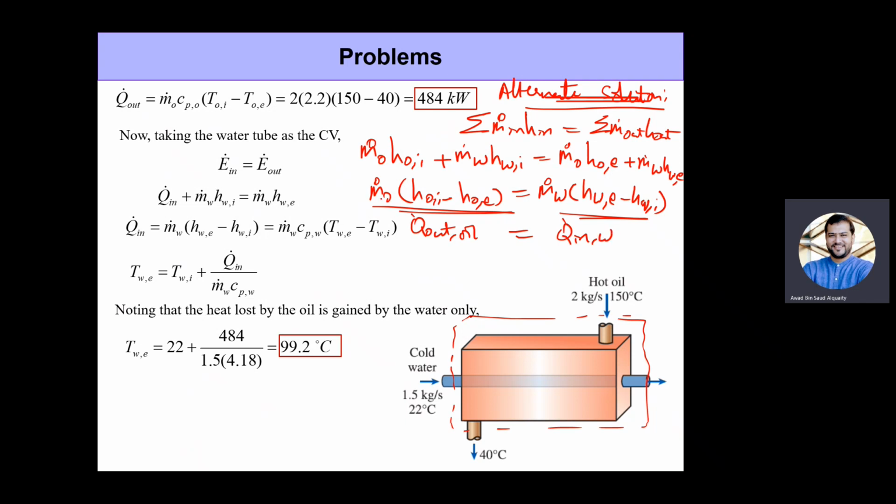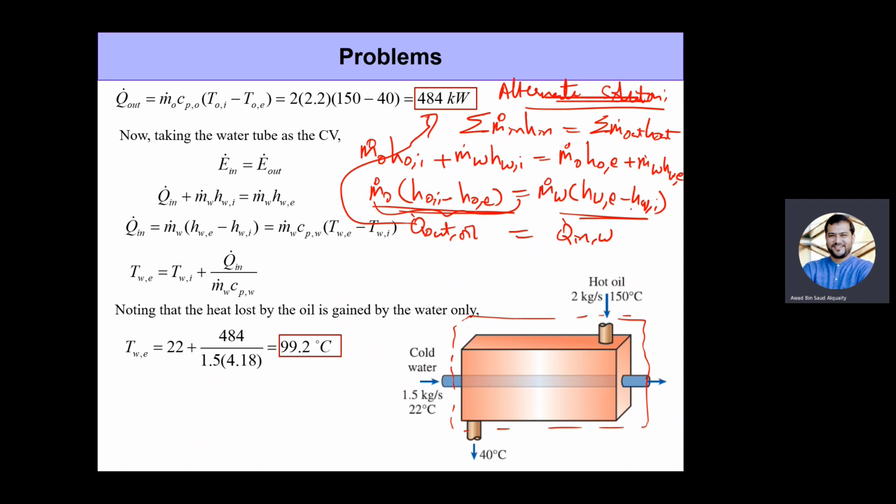Okay, so the quantity m dot O, mass flow rate of oil, times the change in enthalpy of the oil is the heat transfer that we're looking for. So we can calculate this quantity right here, and we get 484, just like we got from the top.